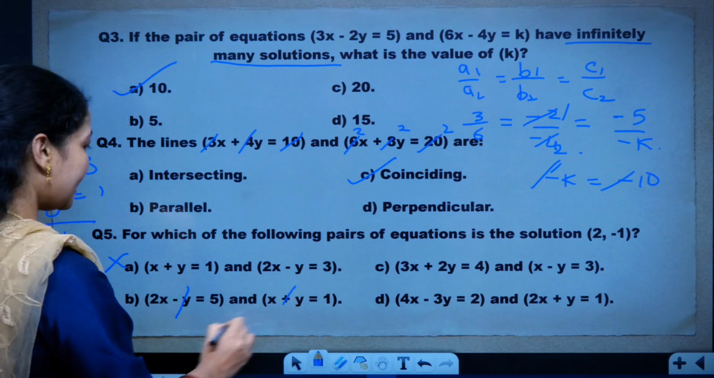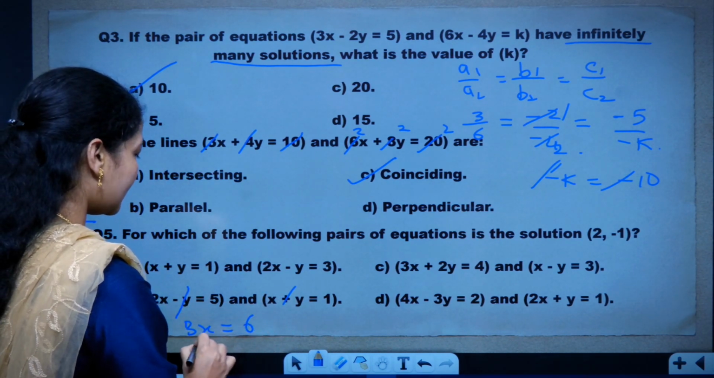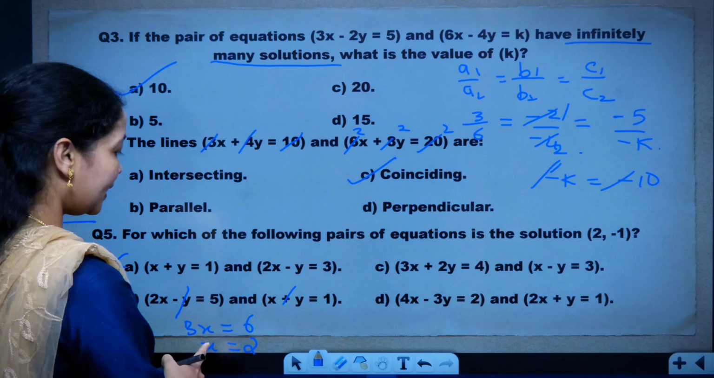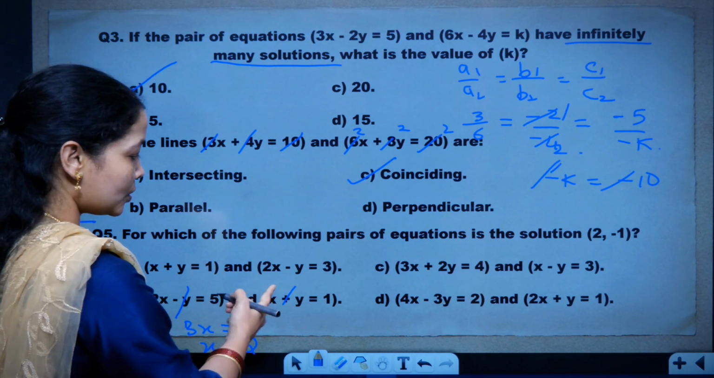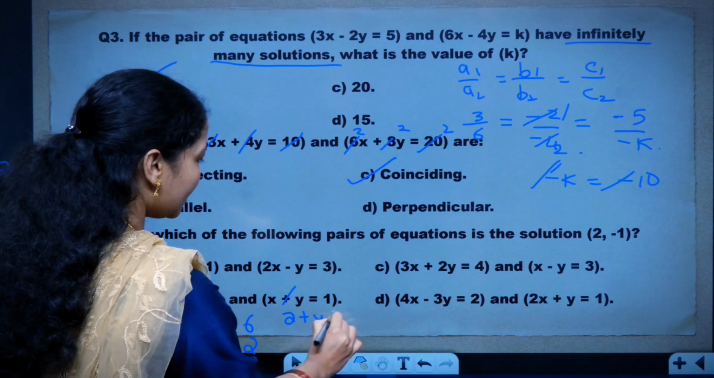Now I am taking the second. In this, y is getting cancelled. I have 3x equal to 6, x is 2. So I can quickly rely on this. When I get the value of x as 2, substitute it here: 2 plus y equal to 1.